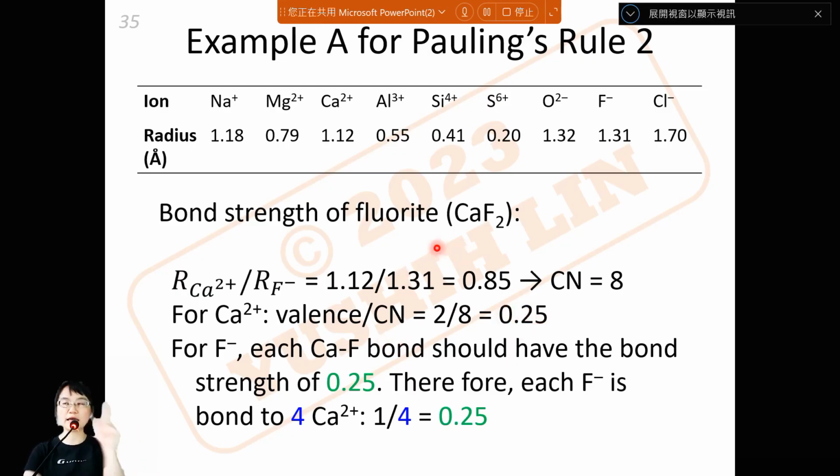This mineral has only one kind of bond, because this mineral is only made of calcium and fluoride. Therefore, for each fluorine, the bond strength should also be 0.25. You can back calculate the number of calcium that fluorine should be bound to. Because for fluorine, you should also follow this equation. Fluorine has a charge of 1, and its bond strength is 0.25 because it shares the same bond strength as calcium. Therefore, this 1 has to be divided by 4 to get this.